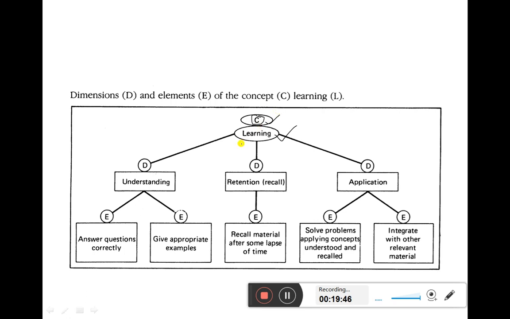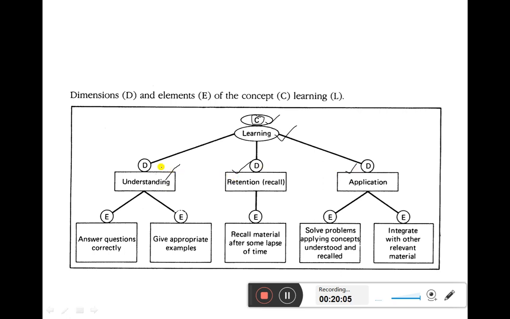So now we define learning. First we define understanding, then retention, for example recalling, and then applicability. Whatever I have learned, practically I have to apply. So learning simply means understanding, better retention, recalling, and better applicability.